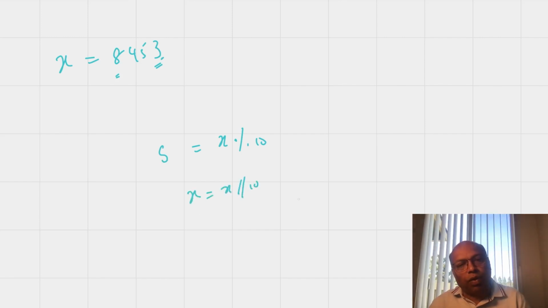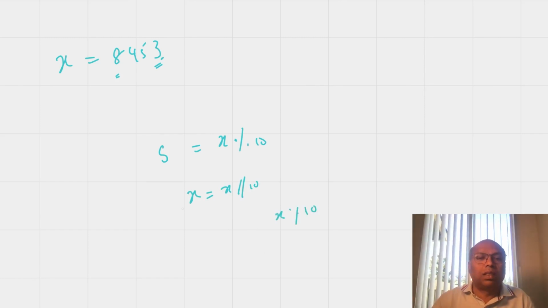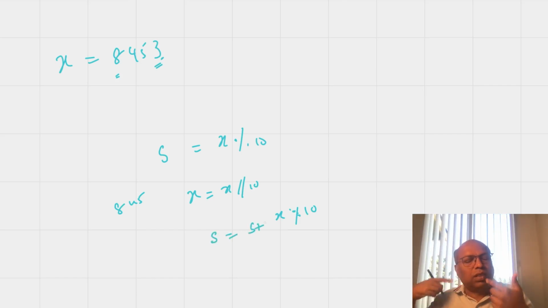It became 845. Now x mod 10, if I say, how much am I going to get? 5. Why? Because my x is right now 845. It became 5, right? 5 I need to add with S, because S is already 3. Therefore, I'm going to say S is equal to S plus. Why? Because this is what I mentally do. First I take 3, I remember, then I take 5. 3 plus 5 is 8, then I remember. 8 plus 4 is how much? It is 12, I remember. 12 plus 8 is 20, I remember, right?